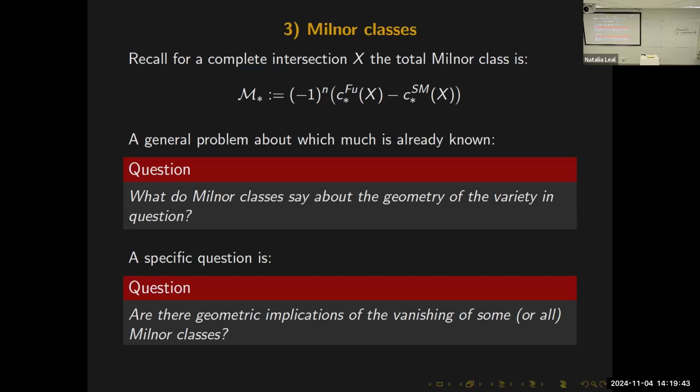So, for example, if you have only isolated singularities, the Milnor classes vanish if and only if there are actually no singularities. That's well known. In general, does the vanishing of the Milnor classes have some geometric implication? I don't know. Do we know how to calculate this?